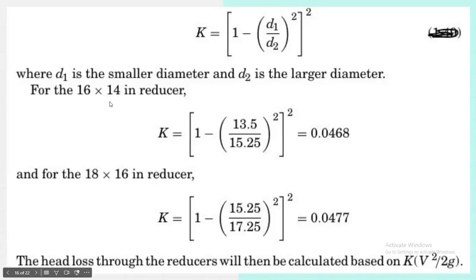So for a 16 to 14-inch reducer, we use the smaller inside diameter, 13.5, and the inside diameter of the larger one, squared. You get 0.0468. For 18 to 16, the same applies: 1 minus (15.25 over 17.25) squared, all squared. You get 0.047. The head loss through the reducers will then be calculated based on K times V squared over 2g, which is your velocity. Remember, this velocity is for the smaller pipe, D1.